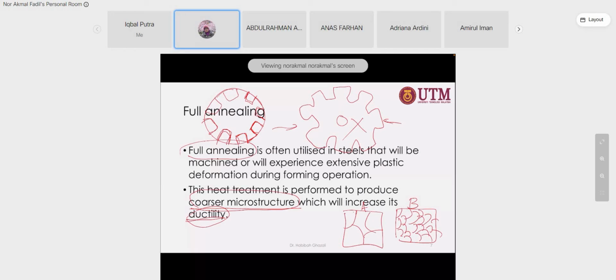Machining process, whatever, this is only one example. Maybe the process involves cold working, for example, rolling, stamping, or whatsoever. So the cold working process can be conducted on coarse, ductile materials rather than hard materials after several cold working processes at the beginning.